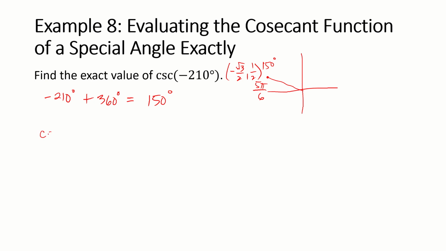Since we're looking for the cosecant of negative 210 degrees, that would just be the inverse of sine. So 1 over sine of negative 210 degrees. Ibig sabihin yung y natin, which is 1 half. So 1 over 1 half. So 1, change division to multiplication. Reciprocal of 1 half is 2. So 1 times 2, 2.